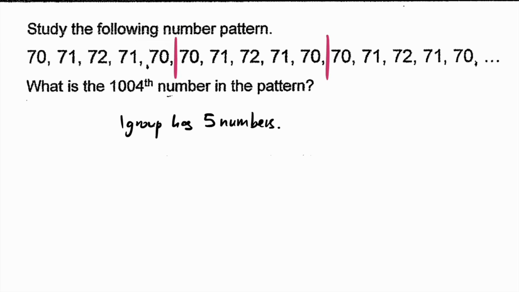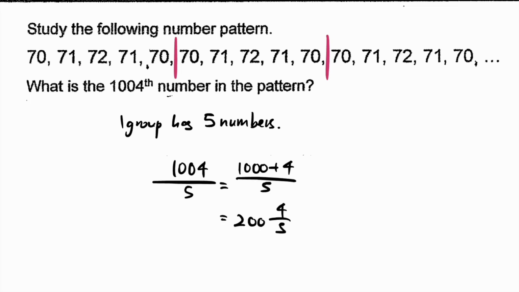Okay, now imagine this goes on forever, right? I wouldn't say forever, up to 1004. All right, so 1, 2, 3, 4, 5, all the way to 1004. So there are groups of 5 that we have to deal with. So the question is, how many groups of 5 do we have in 1004? So it's a division problem. Let's do that. And we realize there are 200 groups of 5 with a remainder of 4.